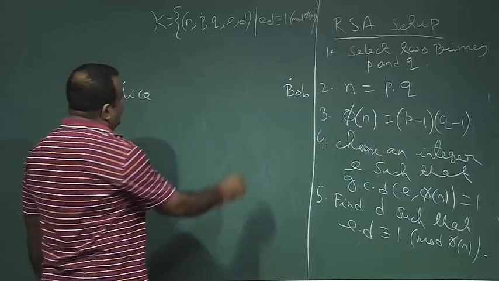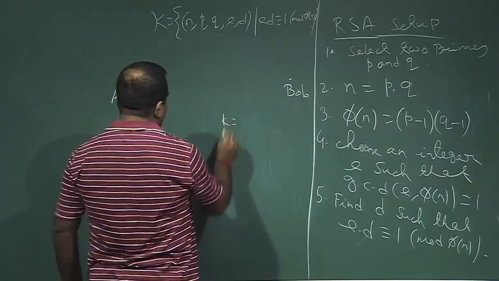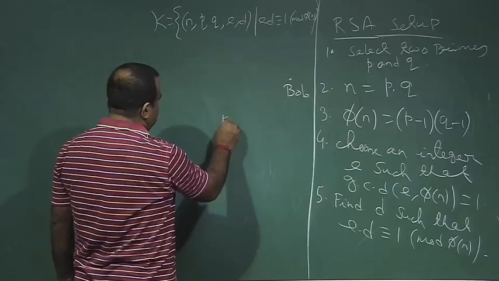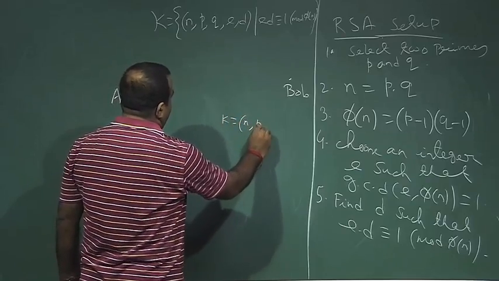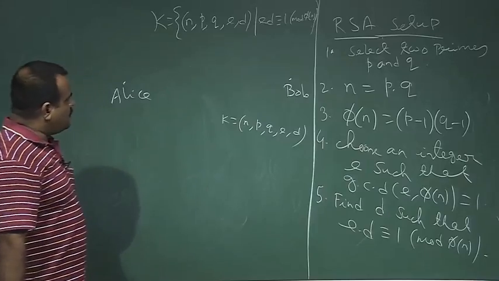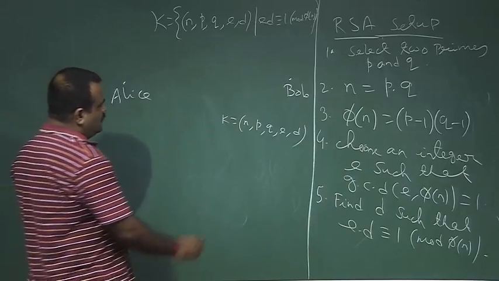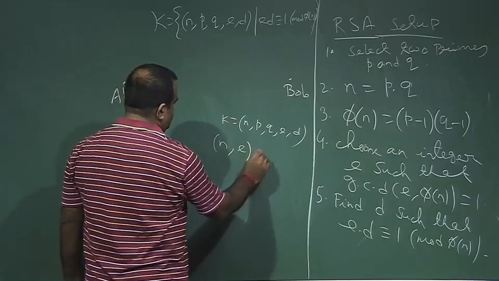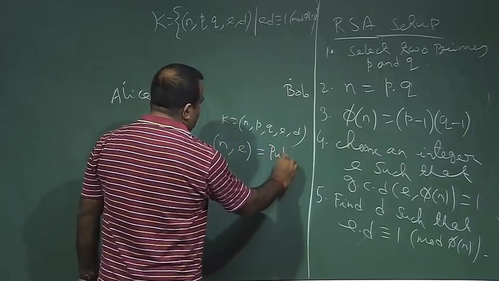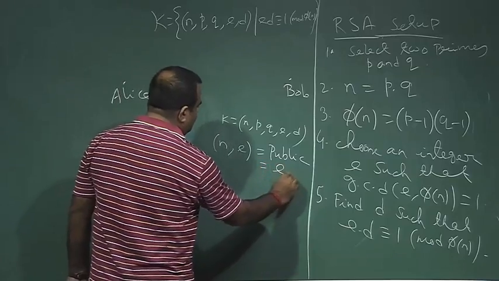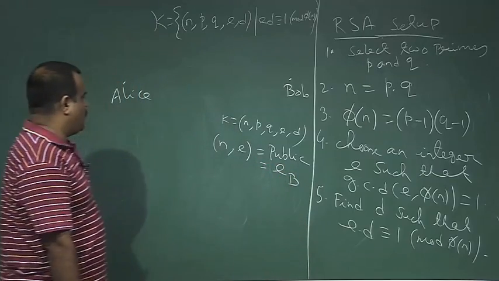So, each key k is this tuple. This is the key space. Each key k is the tuple N, P, Q, E, D. Among these, who are public? E and N are public. This is the public key of Bob, which we denoted by E of B.